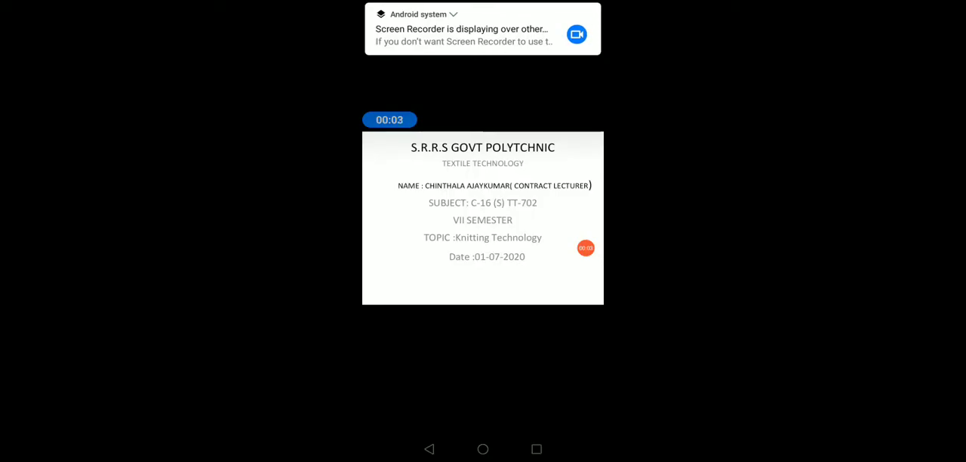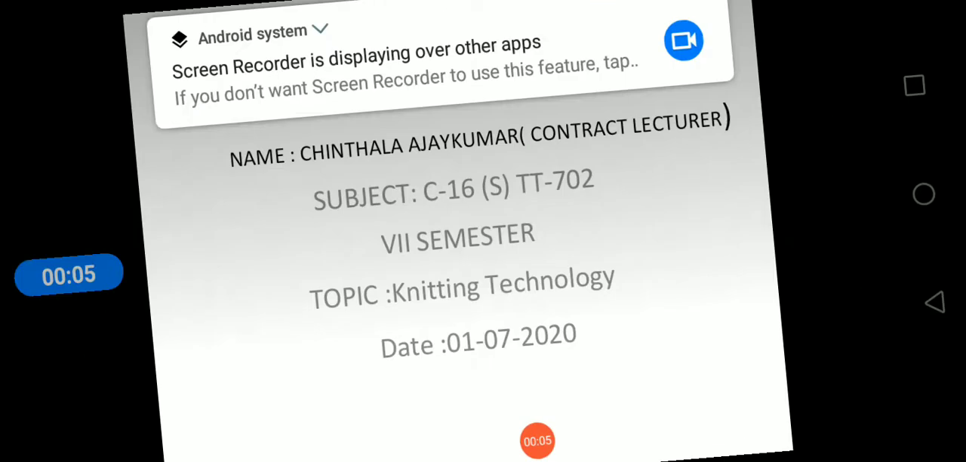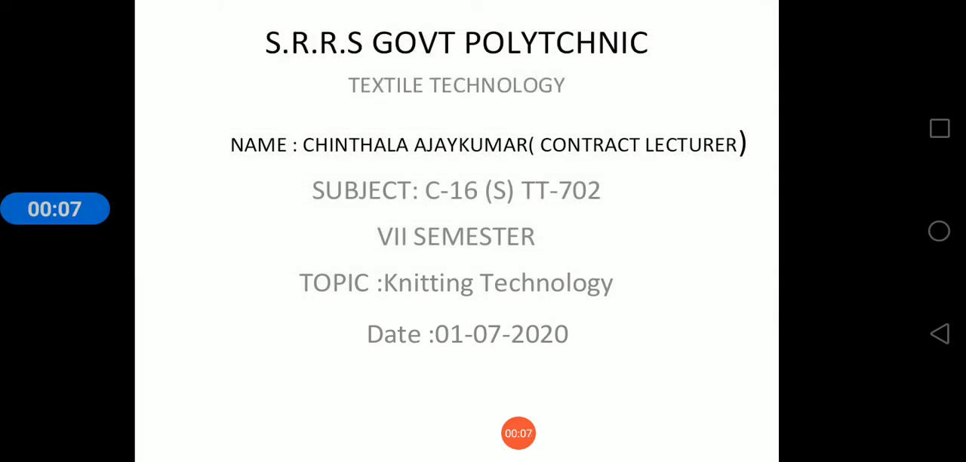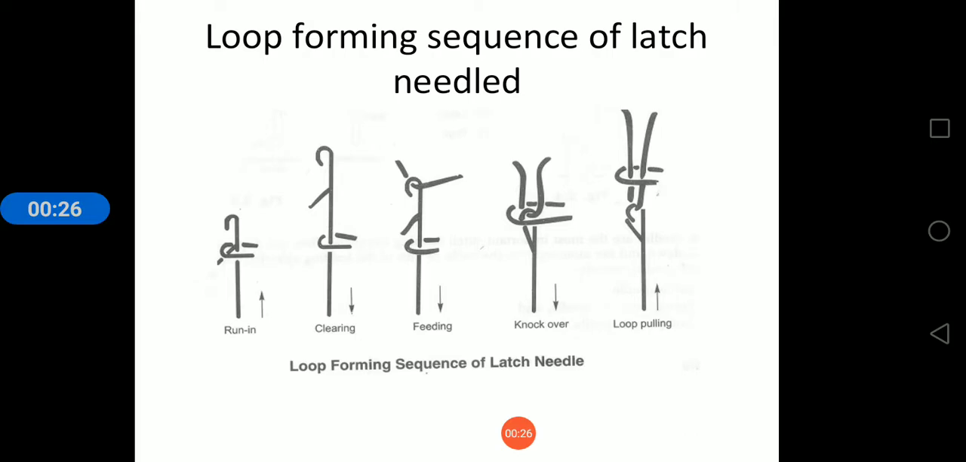Knitting technology in ATM, an advanced textile manufacturing topic. In knitting technology, we are forming different types of needle loop formations: latch needles, compound needles and spring beard needles. There are three different types of needles. So now we have to see the loop formation sequence of latch needles.